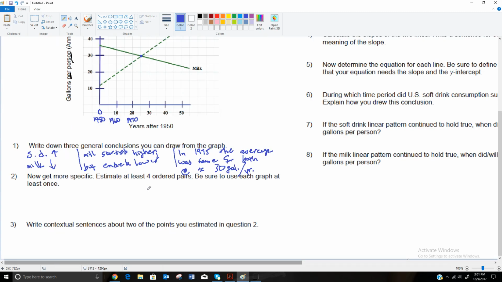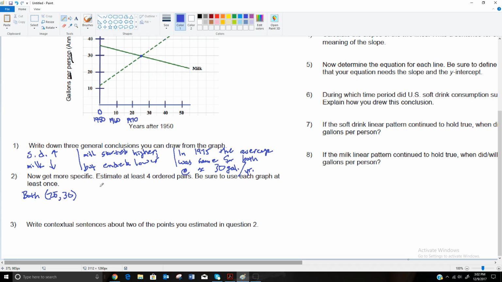So now it says for number 2, we're supposed to get more specific. Estimate at least 4 ordered pairs and be sure to use each graph at least once. Well, I'm going to write down one that I'm just going to kind of say is extra. This is on both of them. So for both of them, we have the point 25 years after 1950, or 1975. Fix that. And so both graphs, or both line segments, have the point (25, 30).